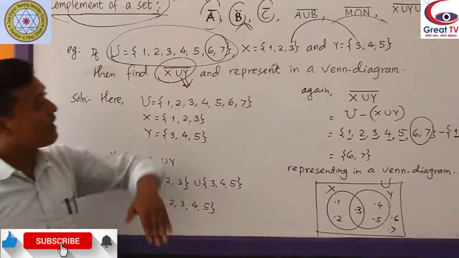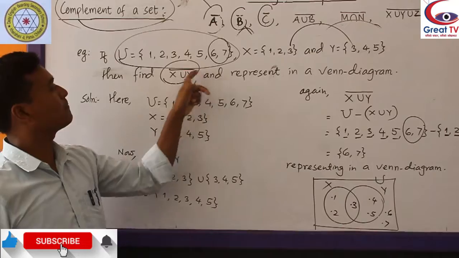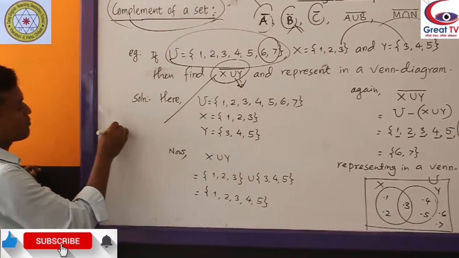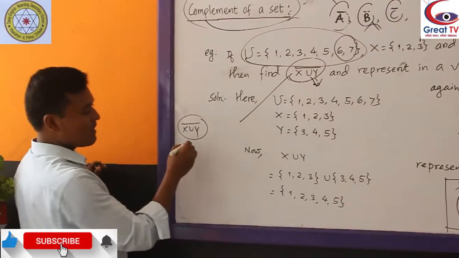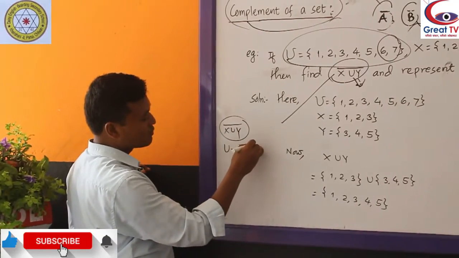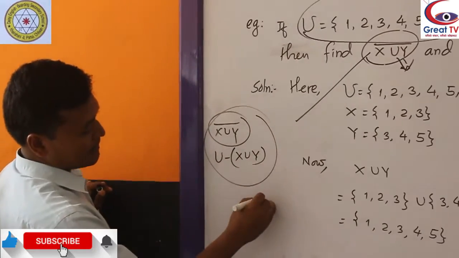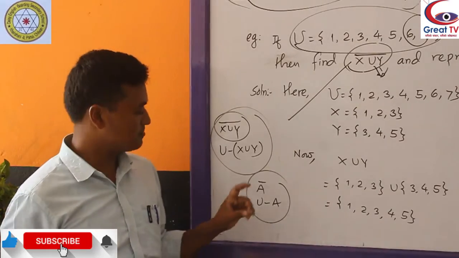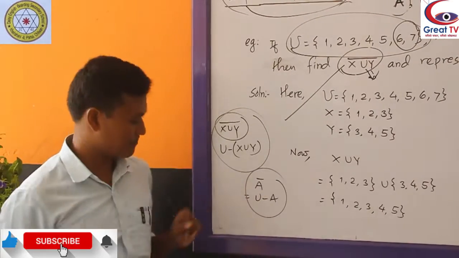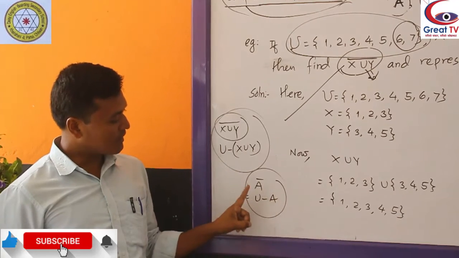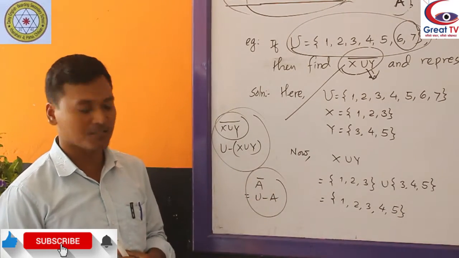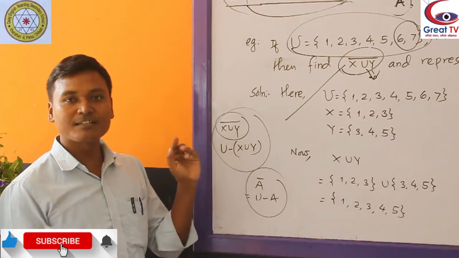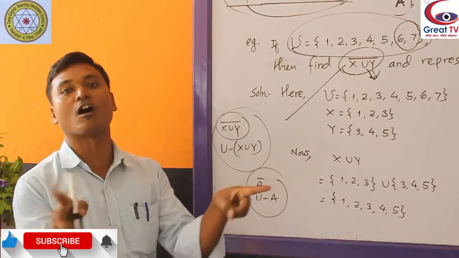But one more thing, we are representing (X union Y) complement in the Venn diagram. So we must state the reason for representing (X union Y) complement. As we know, (X union Y) complement is U difference (X union Y). A complement means U difference A. And I hope you have not forgotten how to shade a difference. U difference A means we shade all parts of the universe set except the set A.